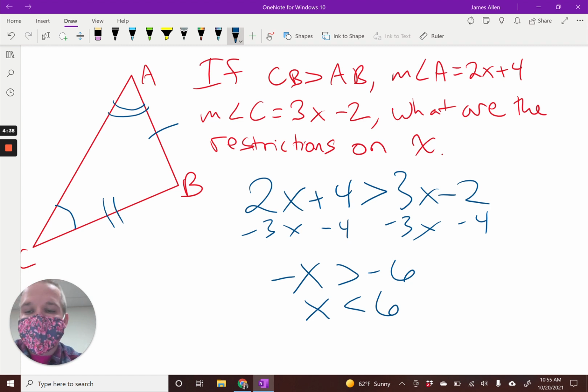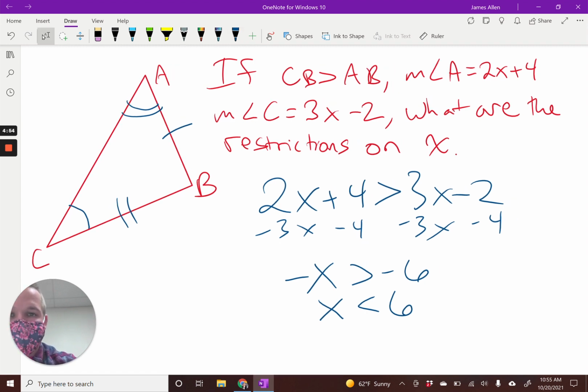Now, whether we're dealing with angles or sides, if I get x is less than a number, I have to worry about it going negative or being 0. So what I'm going to do is take my smallest angle and make sure that that is a positive number, make sure that's greater than 0 to get my other lower bound.